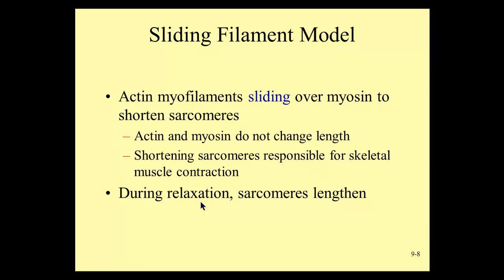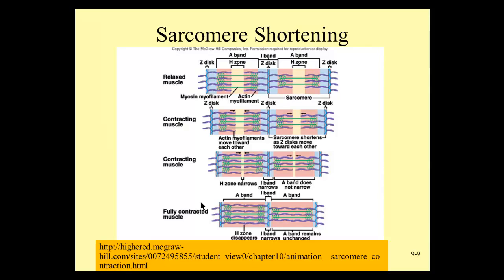So again, we're looking at the distance from one Z-disc to another. That defines a sarcomere. So here we can see a sarcomere is defined. Here's another sarcomere. And we're looking at the actin and the myosin interacting with one another.